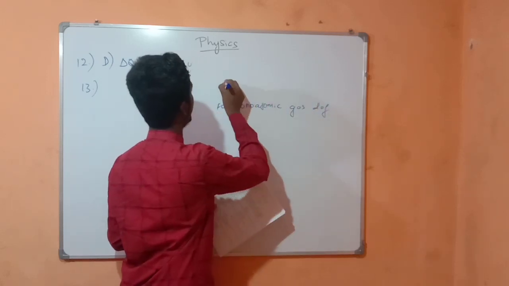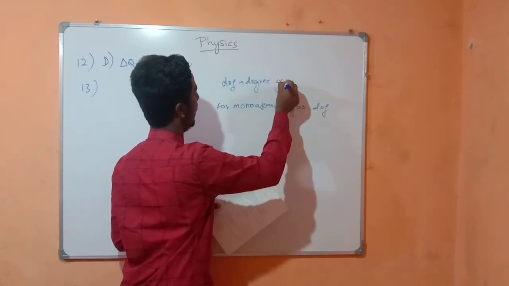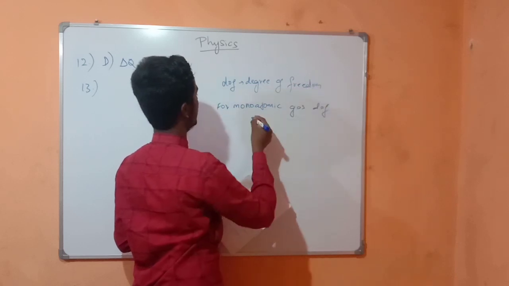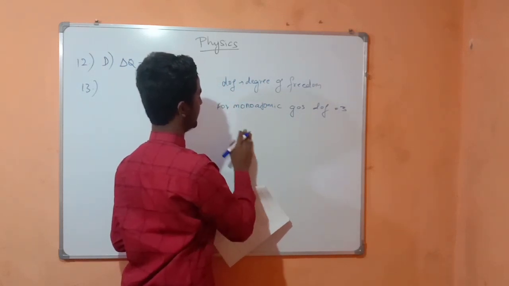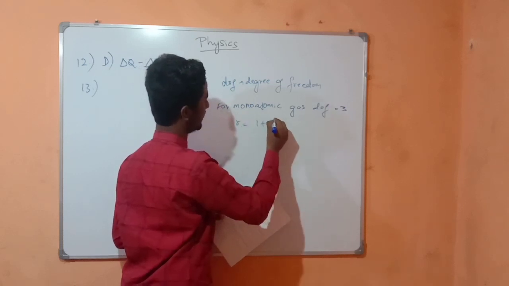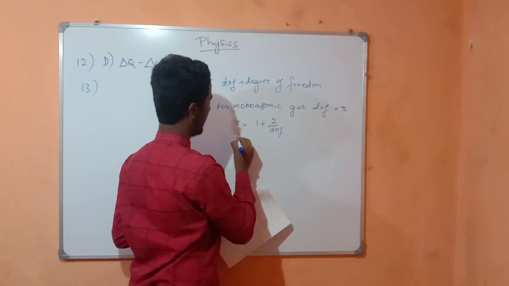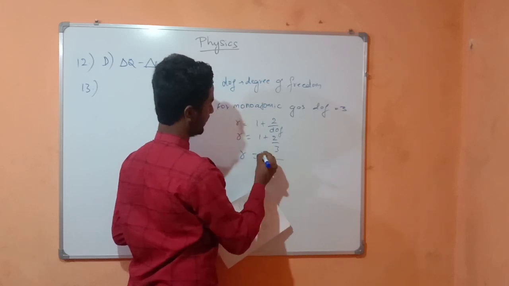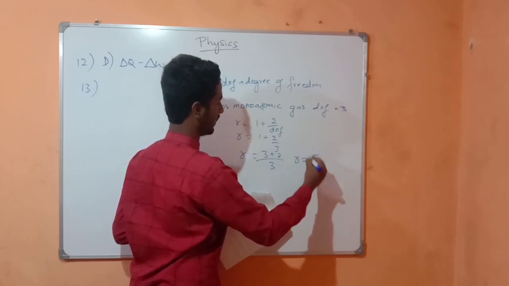DOF. You all know that DOF means degree of freedom. I think you are familiar with this. For monoatomic gas, the degree of freedom is 3. Let me find R. R is equal to 1 plus 2 by DOF. DOF means degree of freedom. The degree of freedom is 3. R is equal to 1 plus 2 by 3. Let me take the LCM as 3. 3 plus 2, that is R is equal to 5 by 3.